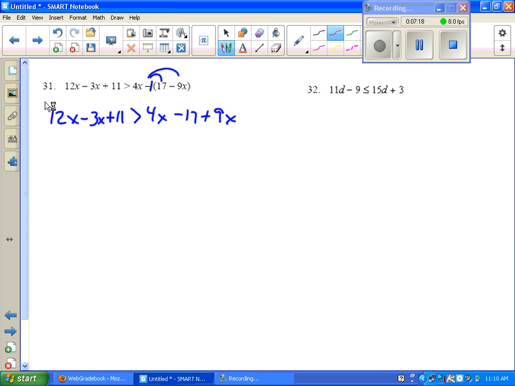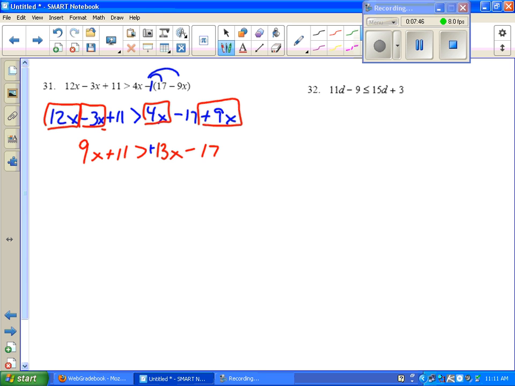Combine all of your like terms. 12x and negative 3x on the left can be combined to say 9x. Bring down your plus 11. It's greater than 4x and positive 9x can be combined on the right to say 13x minus 17. So in the next line, you should have 9x plus 11 is greater than 13x minus 17. Move all your x's to the same side, and this time, again, we're going to move them to the left to make it easier for us.